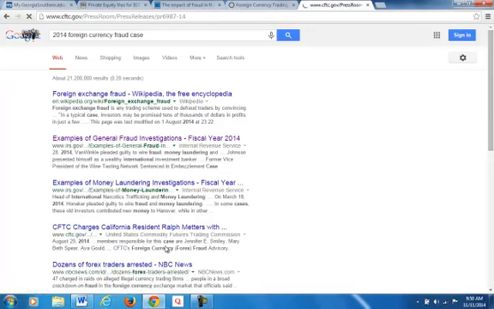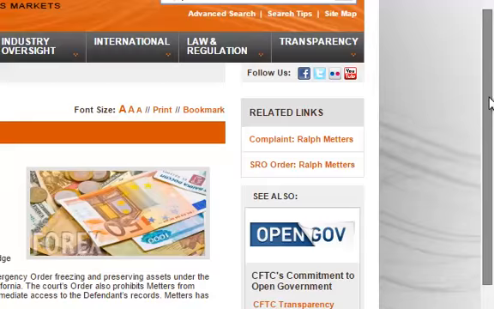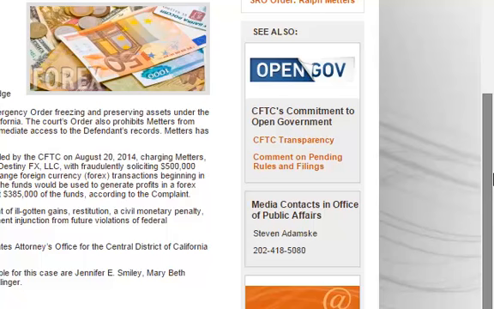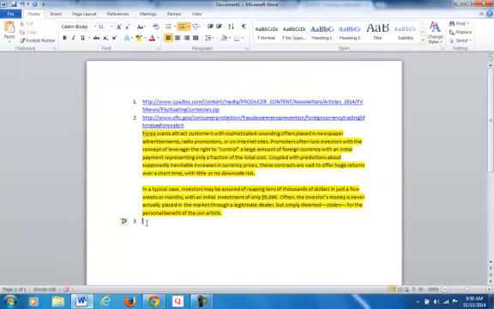And there is a website from the United States Commodity Futures Trading Commission from August 29th, 2014, where a California resident was charged with currency fraud. The website is cftc.gov. So I'm copying this website into the Word document as source number 3.